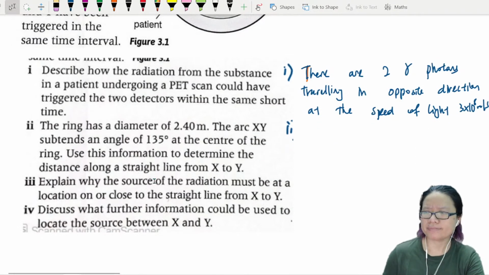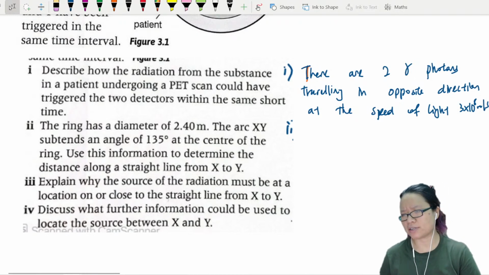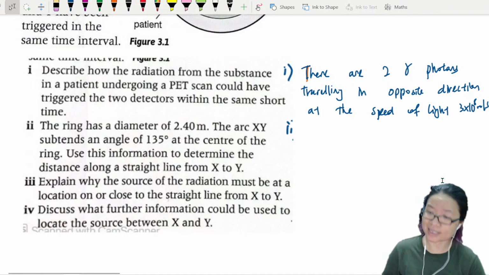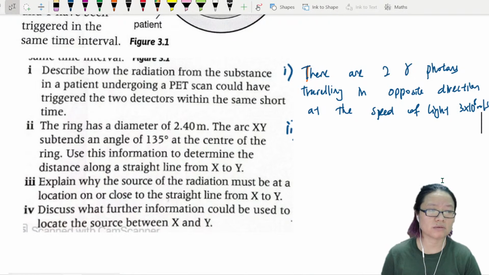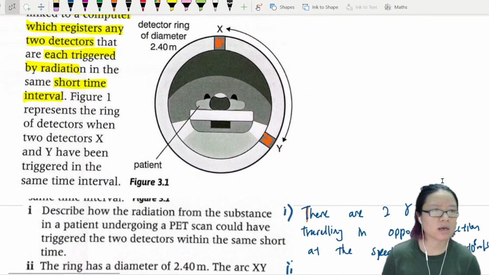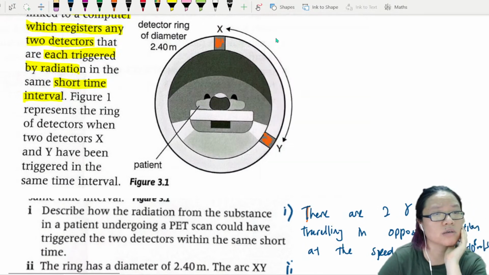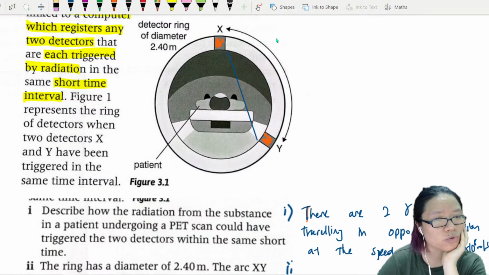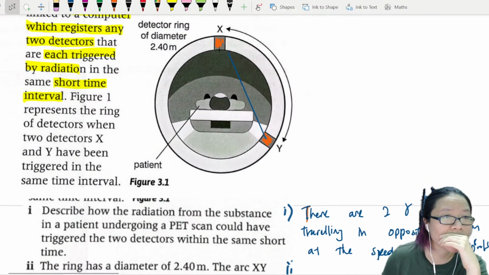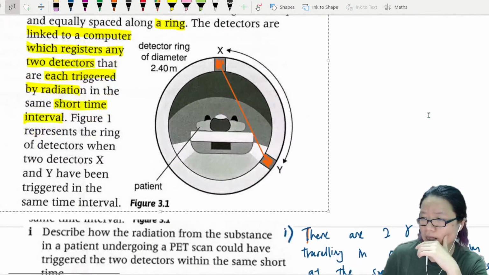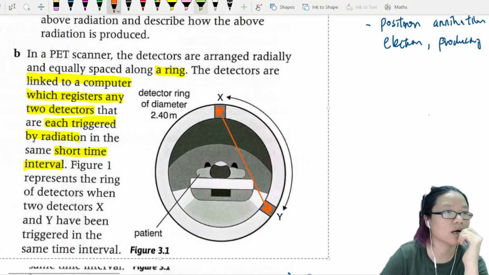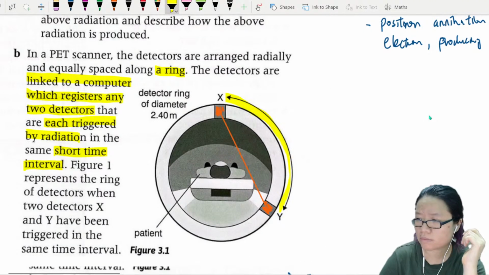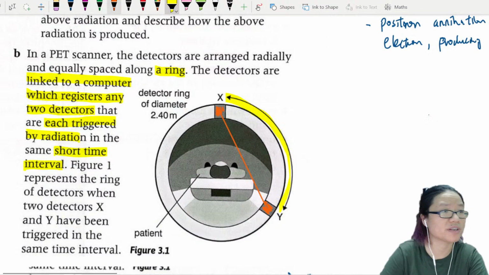Okay, next part. The ring has a diameter of 2.4 meter. The arc XY subtends an angle of 135 degrees at the center of the ring. Use this information to determine the distance along a straight line from X to Y. All right, let's go back to the diagram. I want to be able to find the distance from X to Y. Maybe I'll draw a line. So X to Y is here. I was told by the question that the arc XY, now arc XY is this one, subtends an angle of 135 degrees.